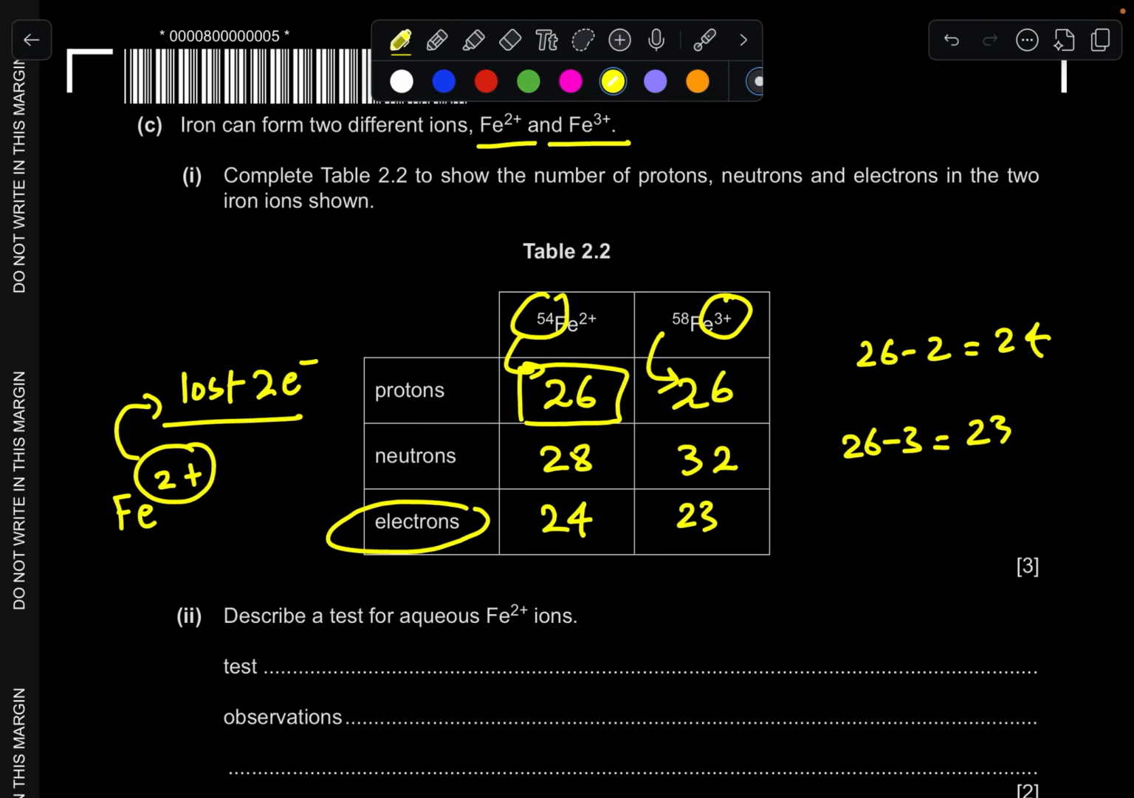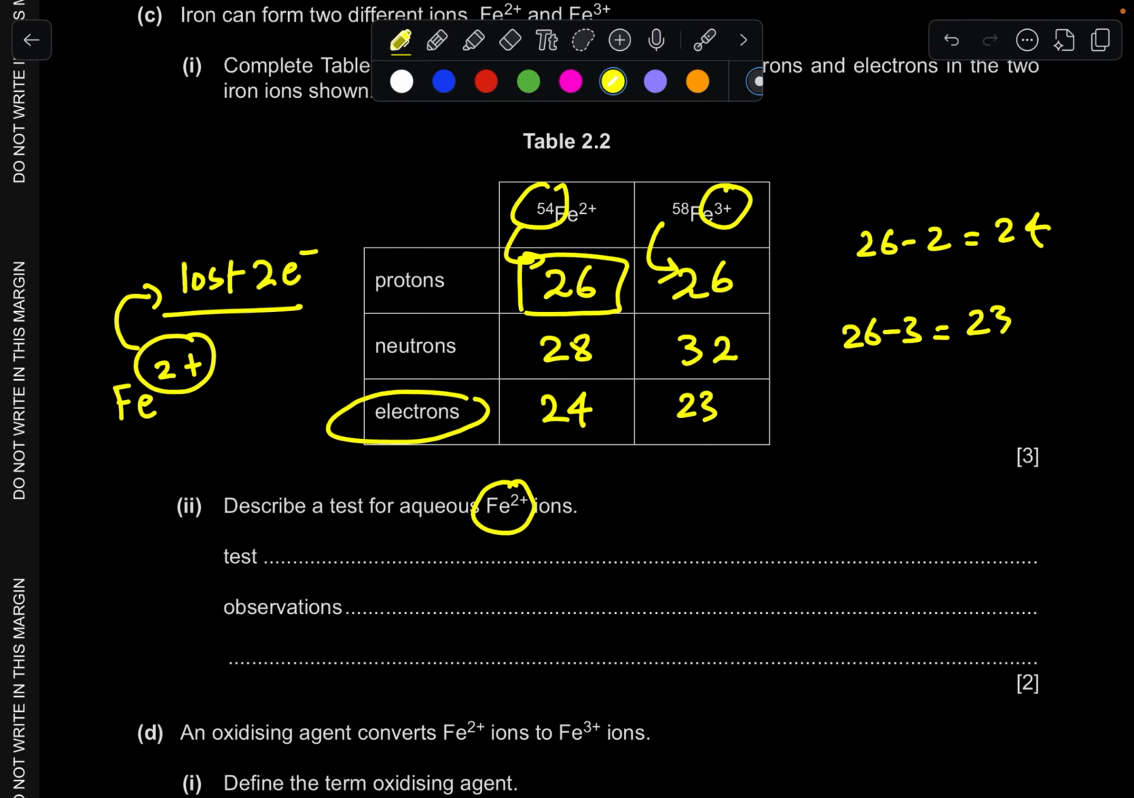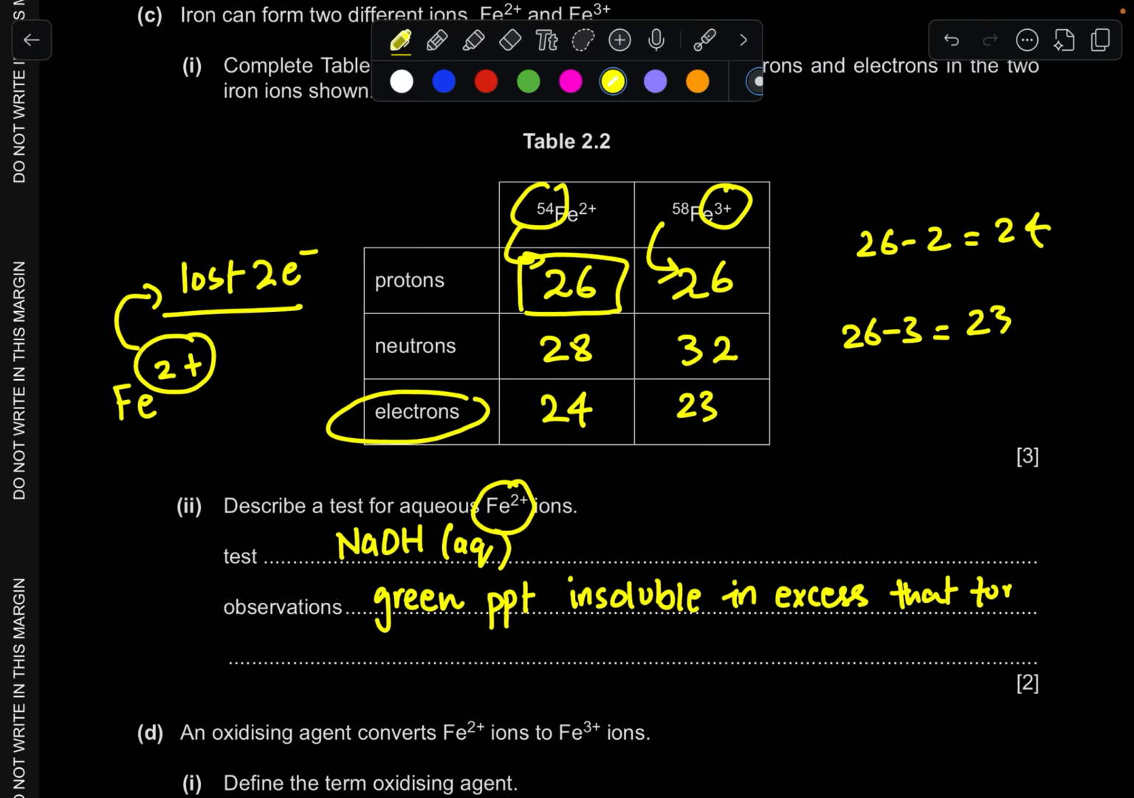So 23 electrons. Describe a test for aqueous Fe2+ ions. You can write the sodium hydroxide test, right? You've got to take aqueous NaOH, and what are you going to form? Green precipitate, insoluble in excess, that turns dark brown on standing. Why does this happen? Because your iron 2+ gets oxidized to form your iron 3+, right?